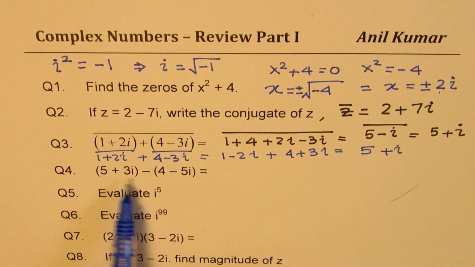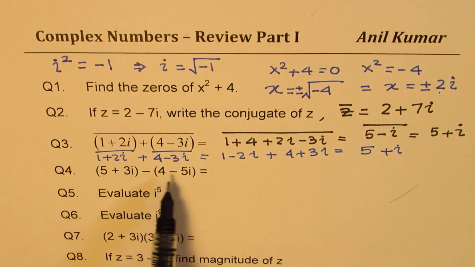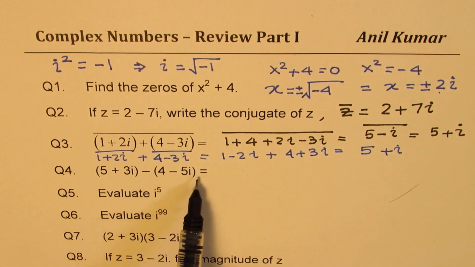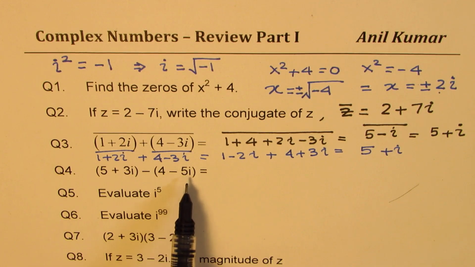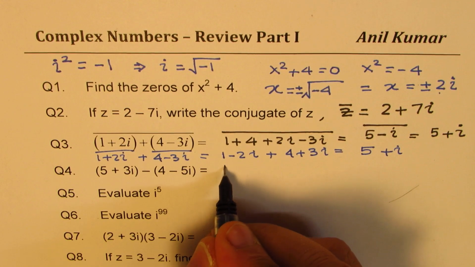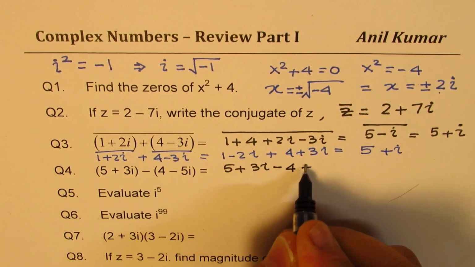Okay. Now the next problem is kind of straightforward. We'll just subtract the real parts and subtract the complex parts. So that is how we subtract complex numbers. So we can open the bracket. We get 5 plus 3i minus 4 plus 5i.